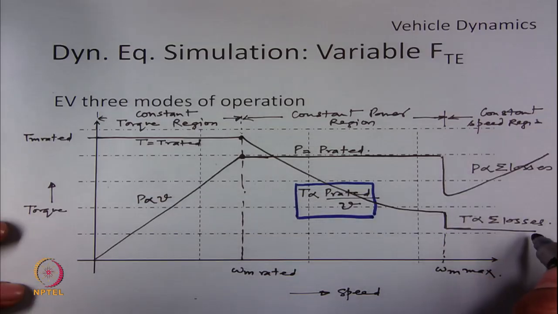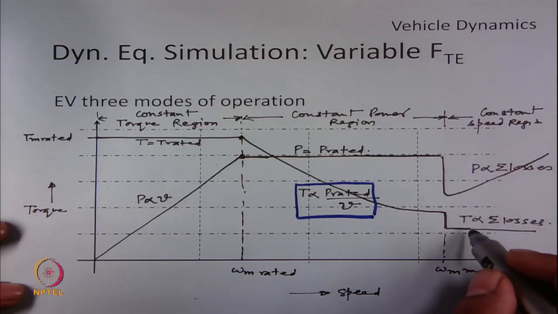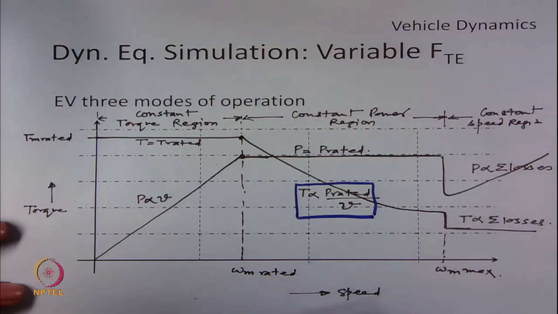In constant speed region, there is no accelerating force required, and therefore the torque requirement is only to support the resistive forces and other losses due to transmission system.